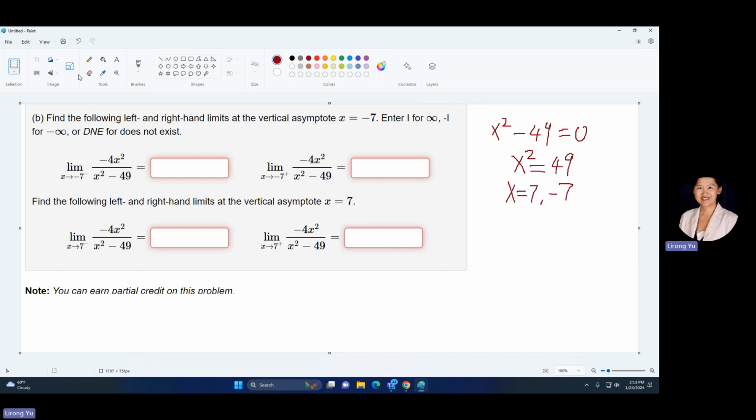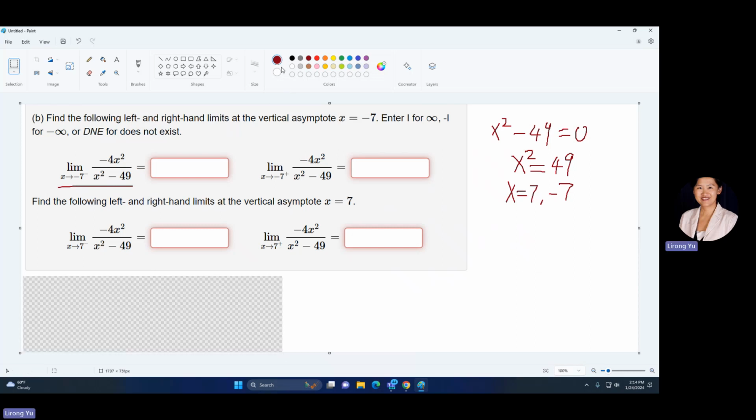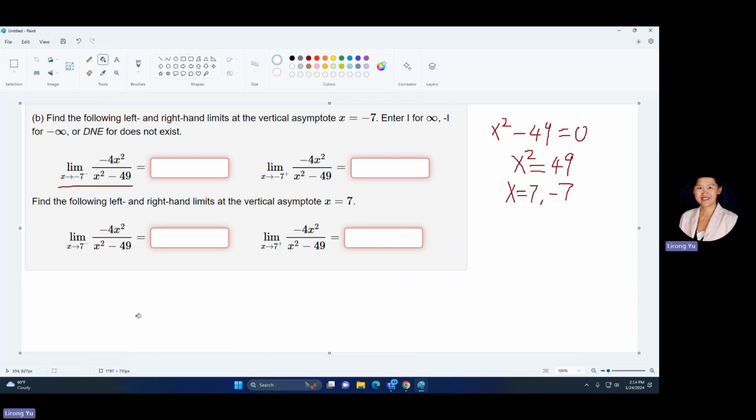Okay. So we're going to look at this one, right? We have x approaching -7 from the negative side. You can also use a number to see how it is. If it's less than -7, like -7.1, which is on the left of -7, we use a number, plug in x equals -7.1, and see what it is. But I can try to use the calculation.